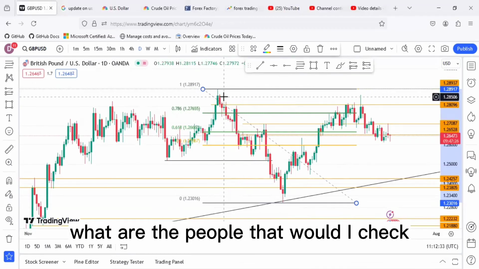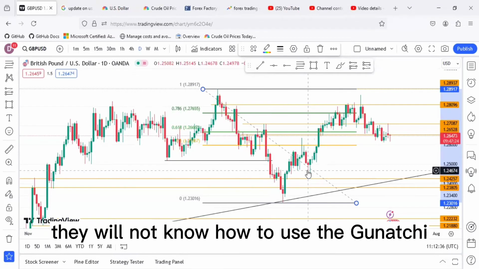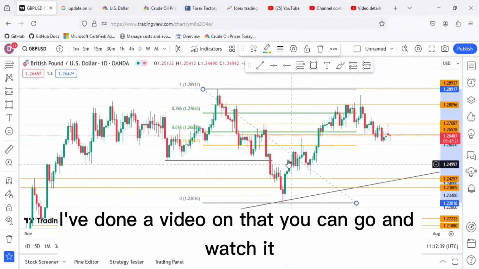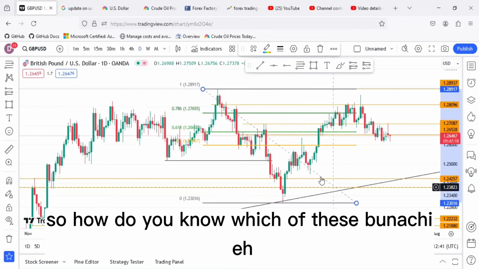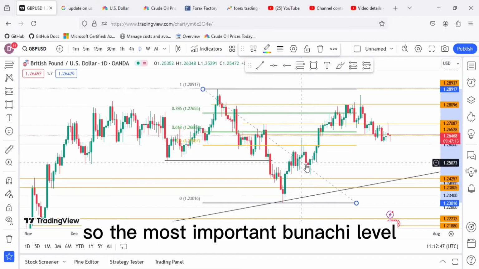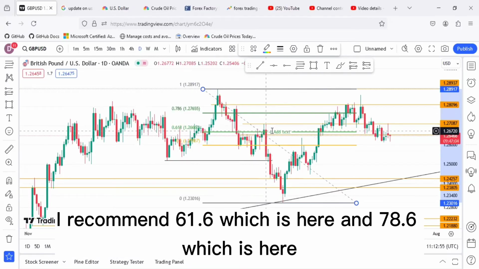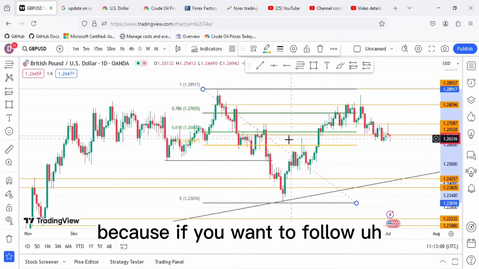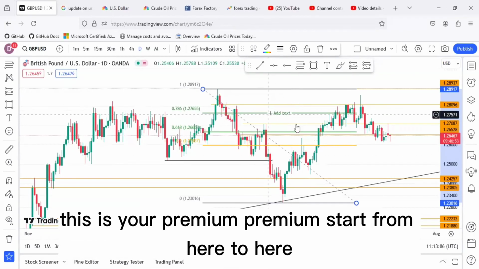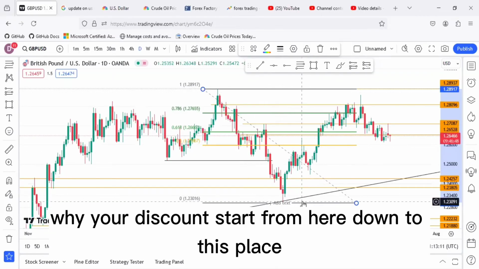And what are the fib levels that you check? If you don't know how to use Fibonacci, I've done a video on that. You can go and watch it. So how do you know which of these Fibonacci levels is important? The most important Fibonacci levels are 50%, 61.8, and 78.6. In fact, I recommend 61.8, which is here, and 78.6, which is here. Because if you want to follow premium and discount, this is your premium. Premium starts from here to here, while your discount starts from here down to this place.